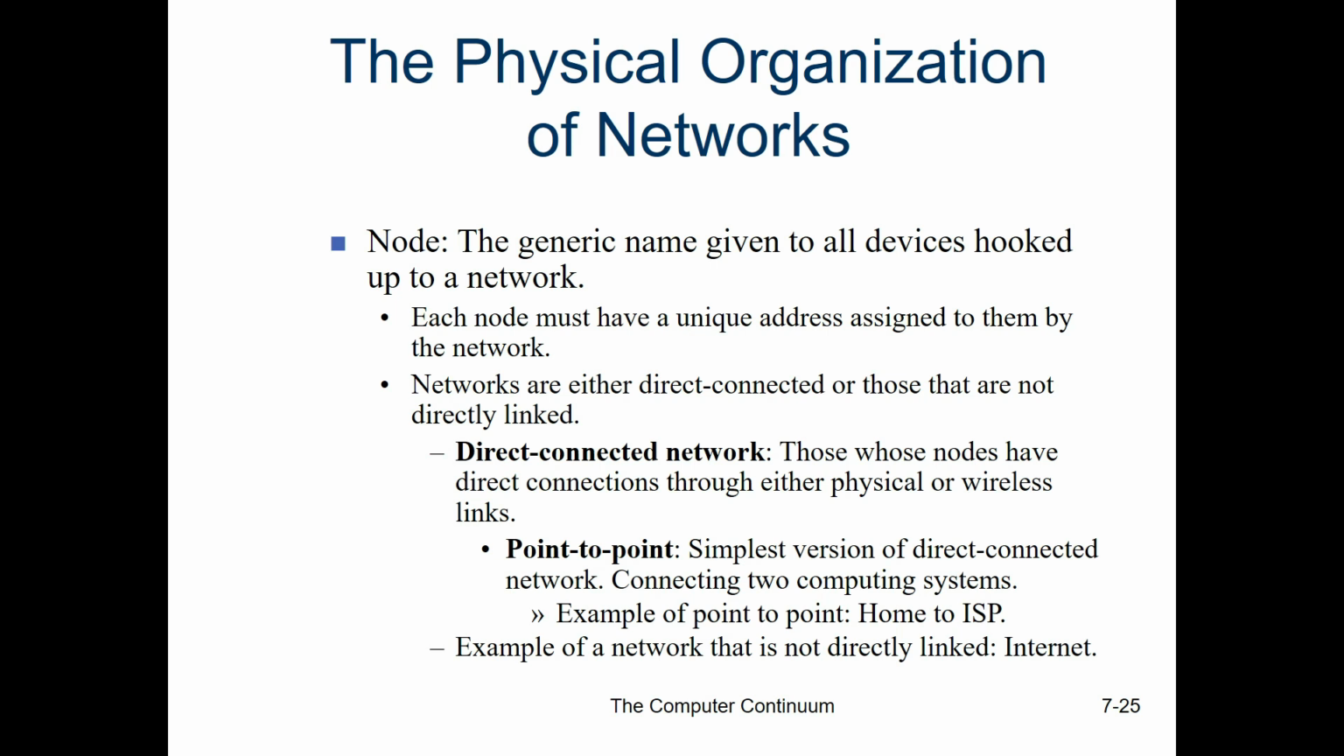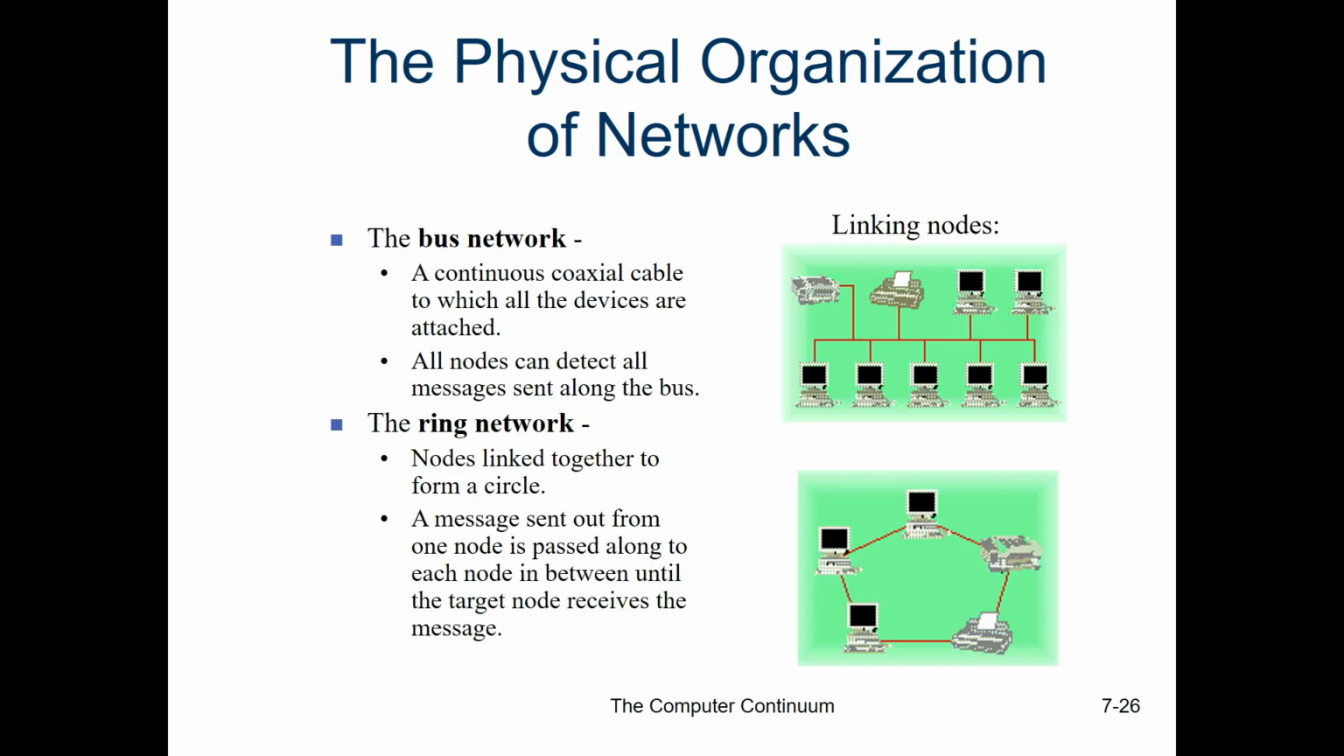An example of a network that's not directly linked is the internet. You go and search for something and you get different data from the internet. That is an example of indirectly connected network, or not directly linked network. So that's the internet. There are various physical organizations of networks, like the various ways in which computers or nodes could be linked together.